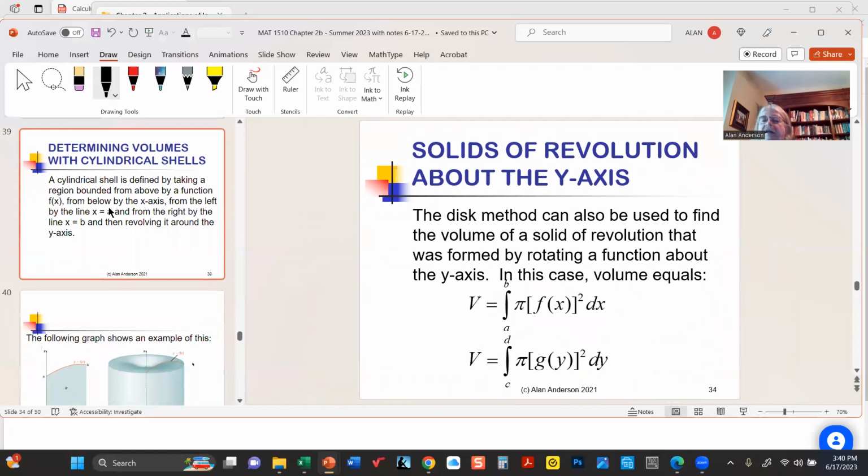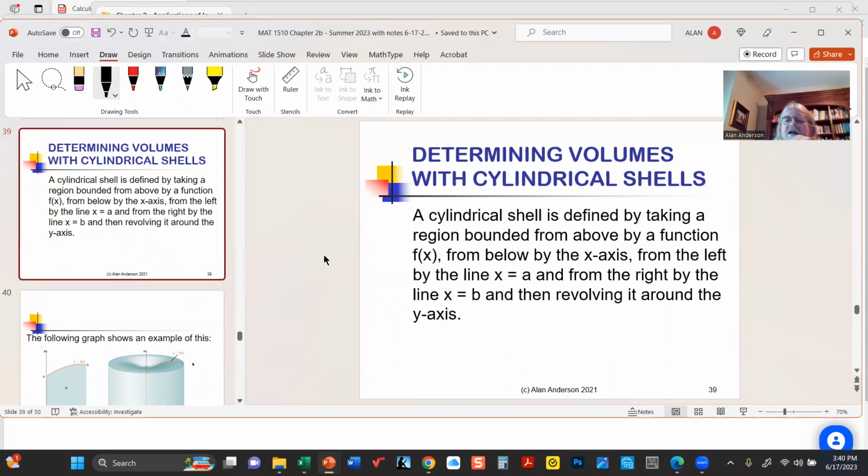Okay, now there's one more case we need to consider. This is going to take a different technique. Up to this point, remember, we've been using the so-called disk method. It's basically you're taking slices and then rotating them, essentially. What about cases like this? You've got a region bounded from above by f of x, from below by the x-axis, from the left and the right by 2 different lines.